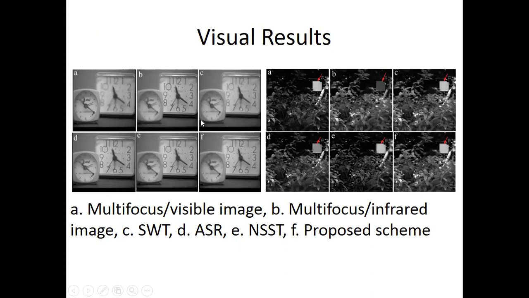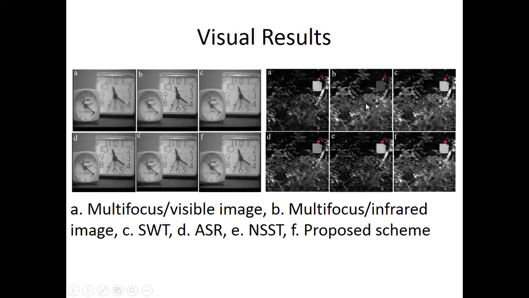This watch image is a multi-focus image. Images A and B are the multi-focus images in which, in image A, the nearer, smaller watch is in better focus, whereas in image B, the bigger watch is in good focus, whereas the smaller watch is in poor focus. So as is clear from the fused images, image F, image C and D, all these 4 methods have produced good images.